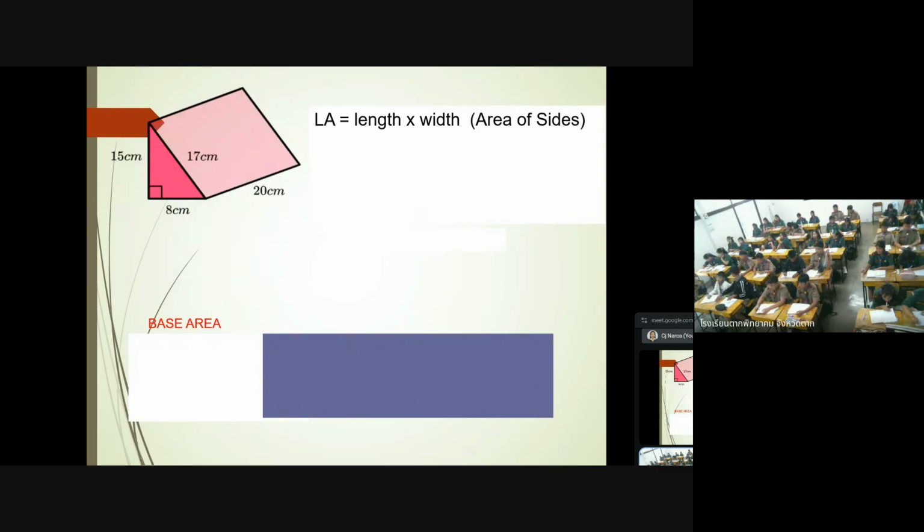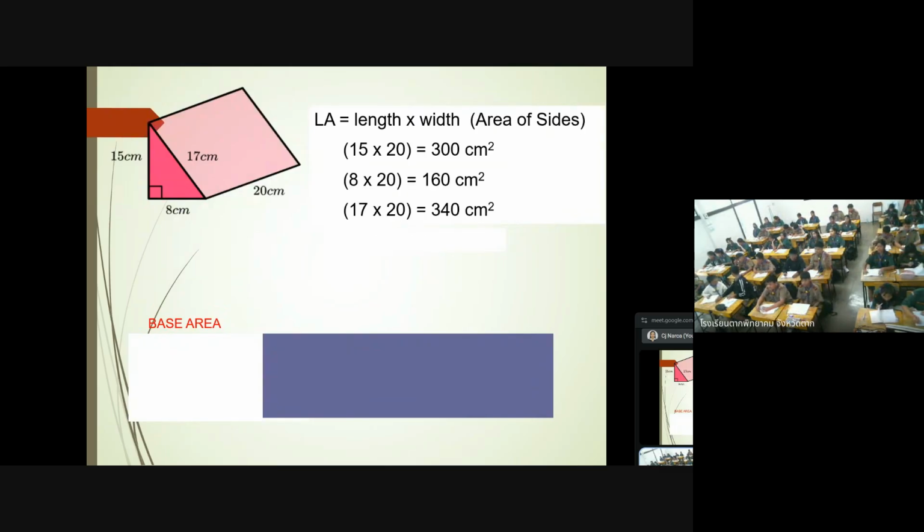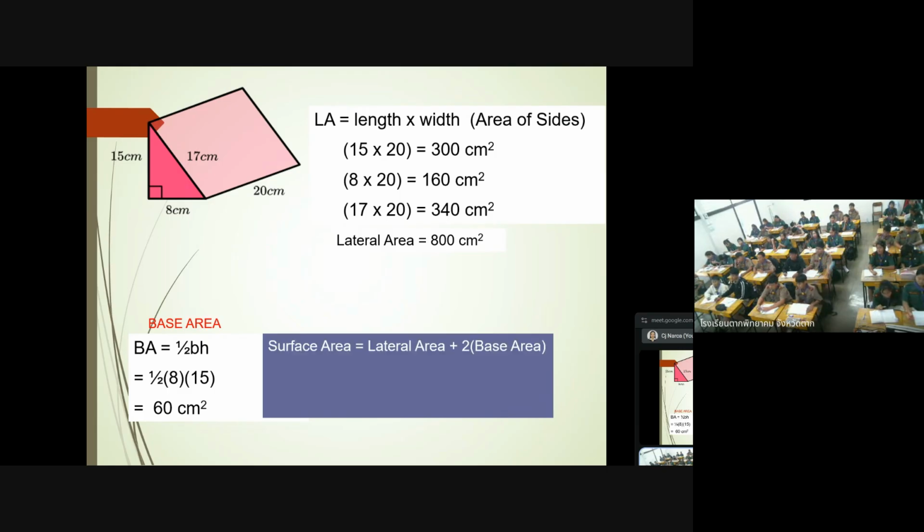Okay, for the last one, we have lateral area, which is 800 centimeters squared. Base area, 60. And then, remember, base area multiplied by 2. The answer is 920 centimeters squared. Okay, everyone, perfect? Perfect. Who got perfect? Oh, wow.